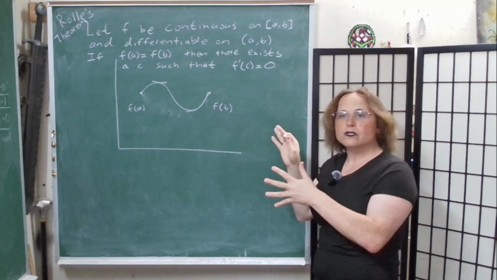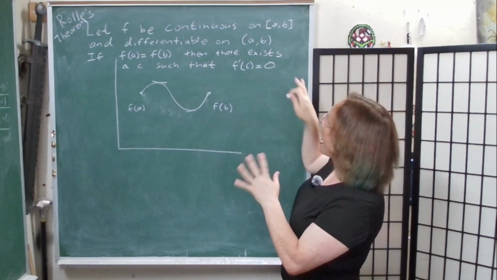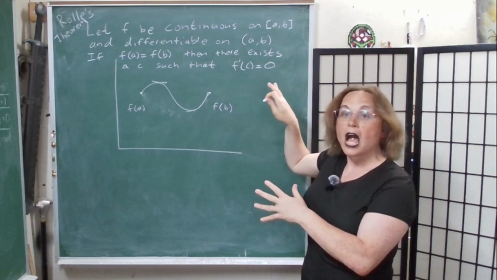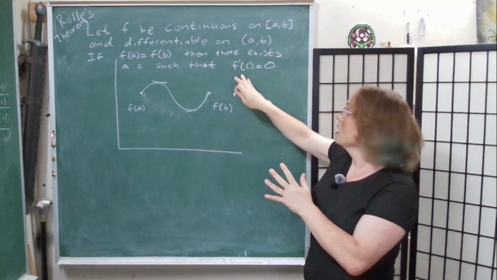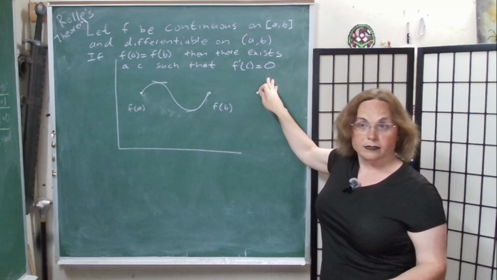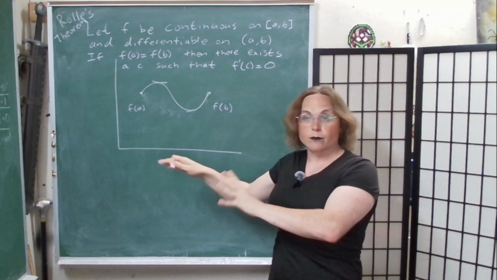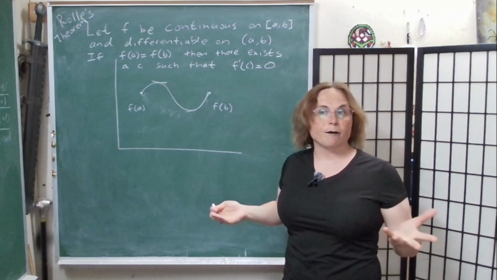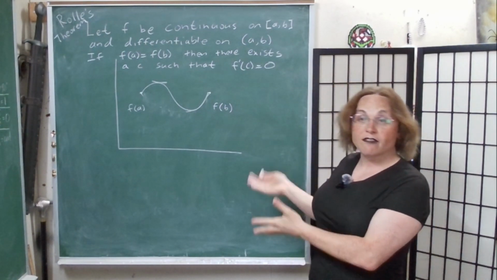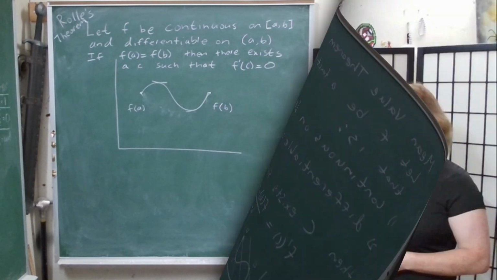And where this is useful is that it tells me when I have a situation like this, I know that I can find some critical point. And we can use this whenever we're proving other theorems later. Like, for example, when we do this with the mean value theorem next.